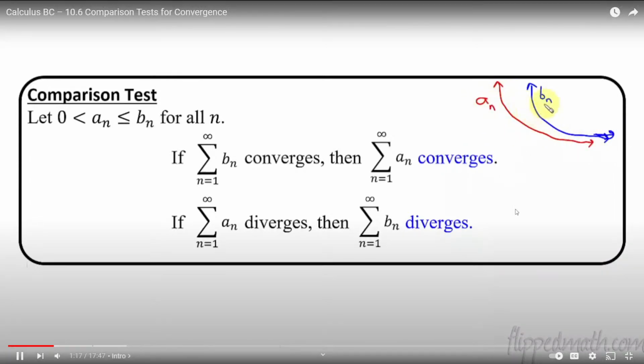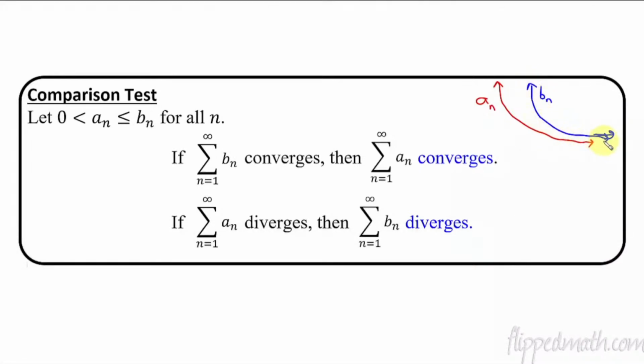If a of n is smaller than b of n, it's underneath b of n, and we know b of n is converging, then a sub n also has to converge. That's what this means: if the larger one is converging, the one underneath it must also converge. Usually the picture helps you understand that a little bit more. So let's do the next one.